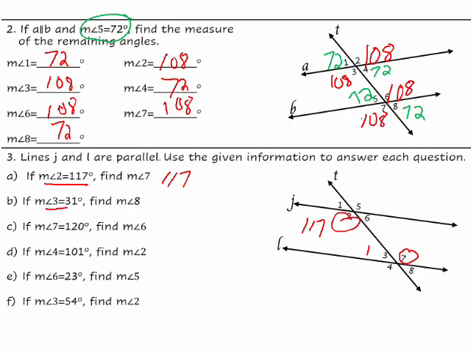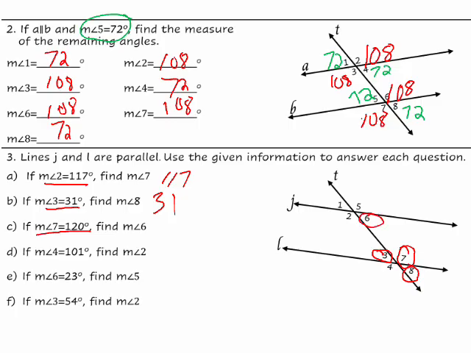Okay, now let's look at angle 3. Angle 3 is down at the bottom. So we have angle 3 here, and it's asking us to find the measure of angle 8. Angle 3 and 8 are vertical angles, which means they are congruent. So if angle 3 is 31, the measure of angle 8 is also 31. The measure of angle 7 is 120. So here is 7, and it's asking us to find the measure of angle 6.